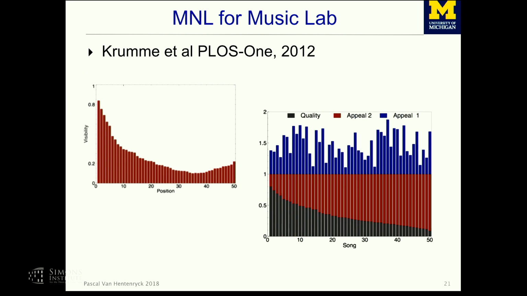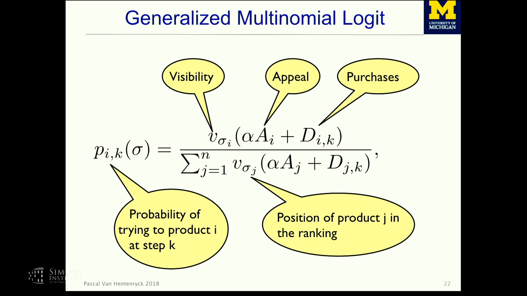And so Manuel, who I mentioned at the beginning, had actually worked with some other people in the Media Lab to try to formalize this. They reverse engineered all the experiments that Watts and his colleagues did. And so they could find out what the visibility parameters were, the quality of the products, and the appeal of the products. And they formalized that as a generalized multinomial logit. What you see on the screen there is the probability of sampling product i at step k. It depends on the visibility of the product, where the product is positioned. It also depends on the appeal of the product. Is this a product that appeals to you or not? And then the social signal here, which is the number of purchases that have happened in the past. And then you normalize this to get a probability distribution. And so this is what they did.